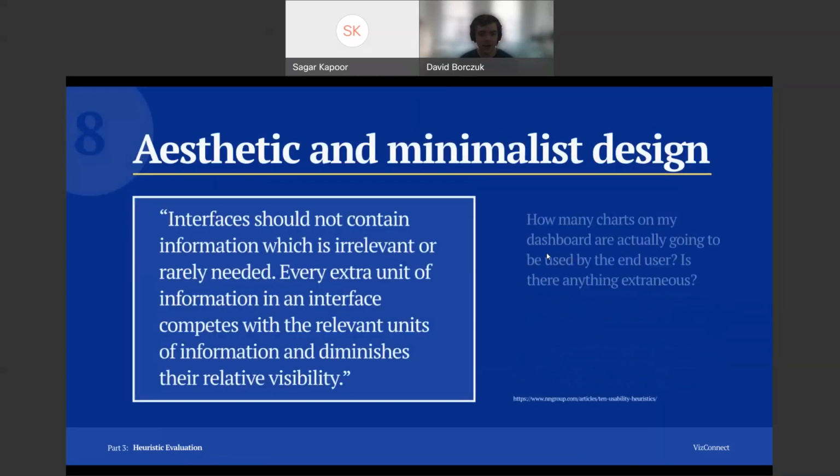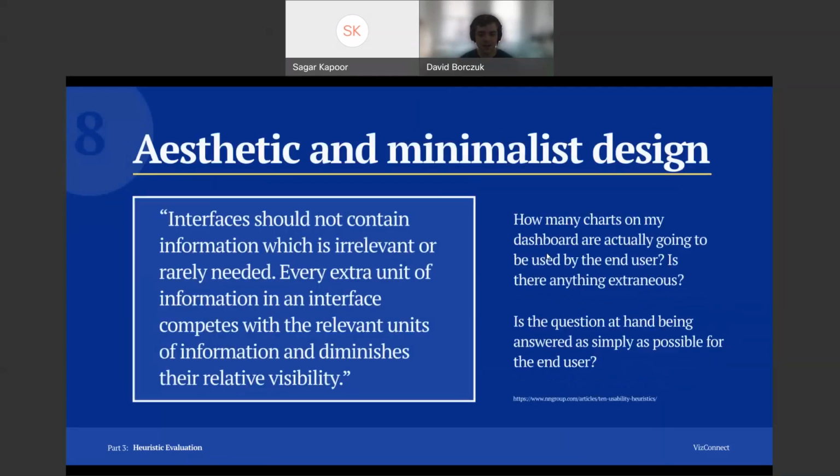And then finally, the last one I want to talk about is aesthetic and minimalist design, which is kind of like the core value that I use in my visualizations. The quote for this is, interfaces should not contain information which is irrelevant or rarely needed. Every extra unit of information in an interface competes with the relevant units of information and diminishes their relative visibility. And this is reminiscent of one of the earlier principles that we talked about, that the number of elements that you have increases the complexity and the number of decisions that you make.